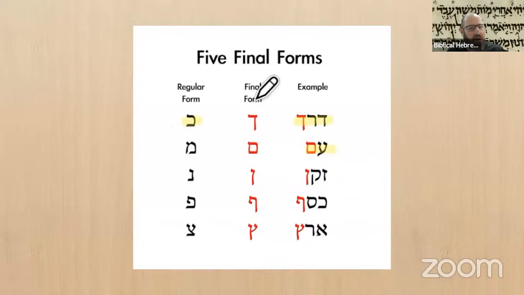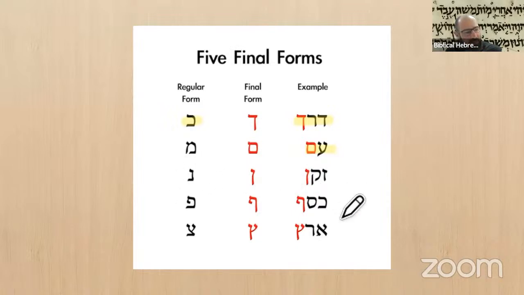Now remember, there are only 5 letters that are written differently, only at the end of each word, which is the final form. But at the beginning or the center is the regular form. So this is Kaf, we call it Kaf Sofit. Or Mem Sofit. Or the letter Nun. This is how we write it at the end, Nun Sofit.